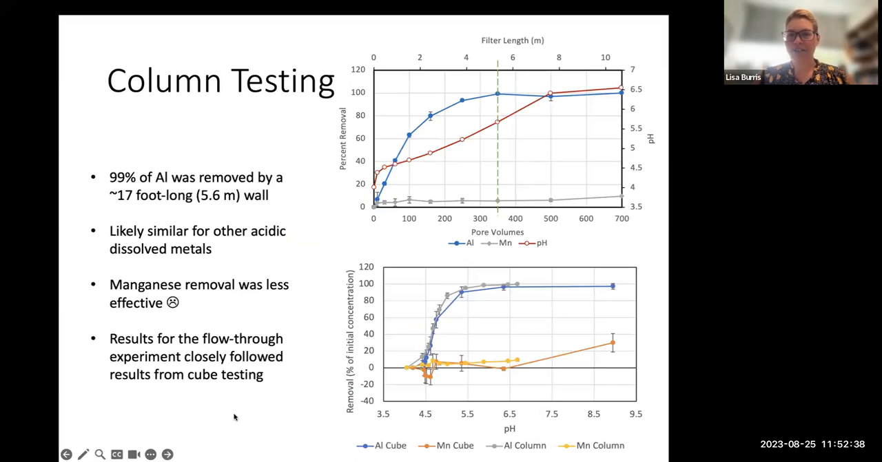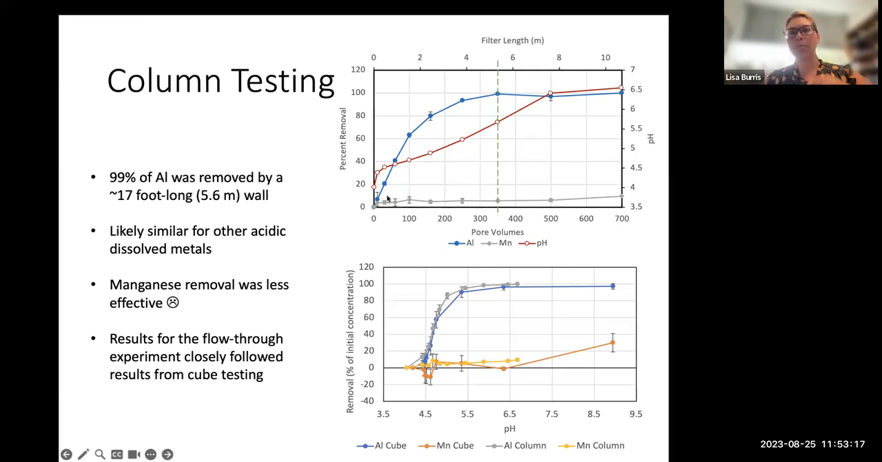Okay. And we saw very similar performance with our column testing. If you look at the chart down below, this shows a comparison of aluminum removed by the cube that was ponded in solution and the aluminum removed from the column setup, and then also the manganese setups as well. And so you can see that our very lab-based testing with the cube ponded in solution very closely mirrored what happens as the water filters through that pervious filter. And over time, we were able to remove up to 99% of the aluminum, and that correlated.